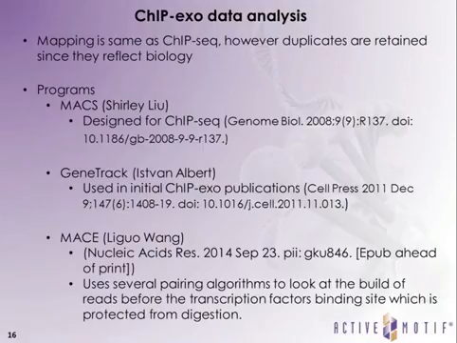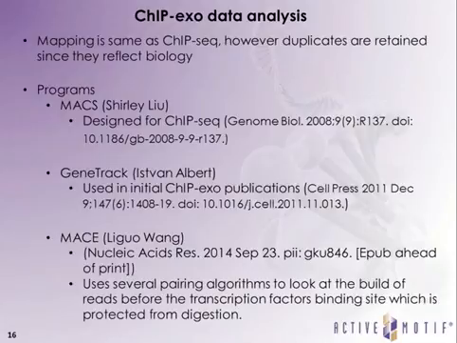So when you generate ChIP-Exo data, it's actually treated differently at the end analysis than you would with just traditional ChIP-Seq. Mapping to the genome is very similar to ChIP-Seq. However, you don't want to remove your duplicates. In ChIP-Seq, you often remove all your duplicates because you don't want duplicate reads. You want unique reads aligning to the genome. In ChIP-Exo, that's not exactly how the biology works.